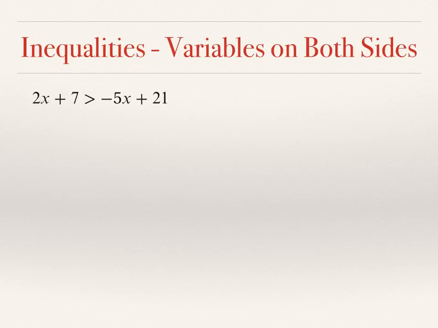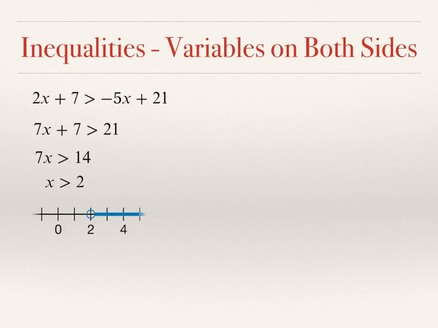All right, let's move on to something a little bit more complicated. When we have variables on both sides, what do we do? There's no hard and fast rule for which is the better variable to eliminate, the one on the left or the one on the right. But in this case, if I add 5x to both sides, I'd end up with a positive 7x on the left plus 7 is greater than 21. Now let's subtract 7 and let's divide by 7, and we get x is greater than 2. So we can graph that, an open circle at 2 and everything to the right.